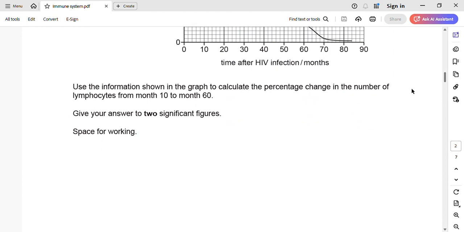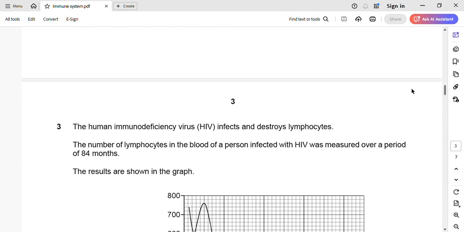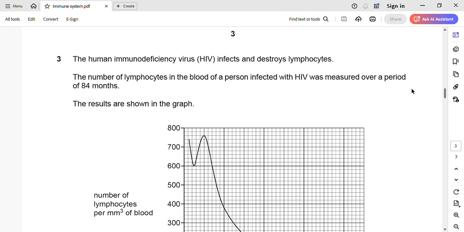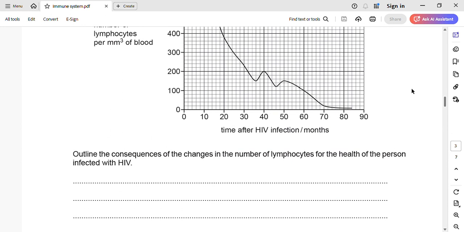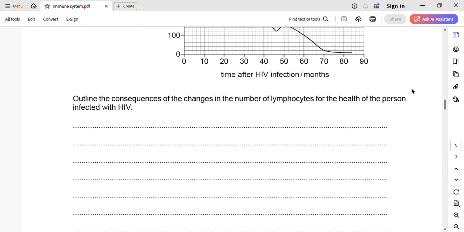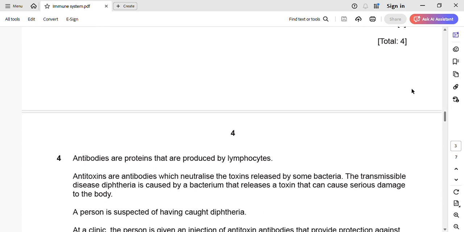This is one of the important questions of IGCSE, where they ask you to calculate the percentage change. Then next we have the human immunodeficiency virus infects and destroys lymphocytes, with the same graph, but here the question is different. Here they have asked to outline the consequences of the changes in the number of lymphocytes for the health of the person infected with HIV. Here we need to mention those consequences, and the question is of 4 marks.